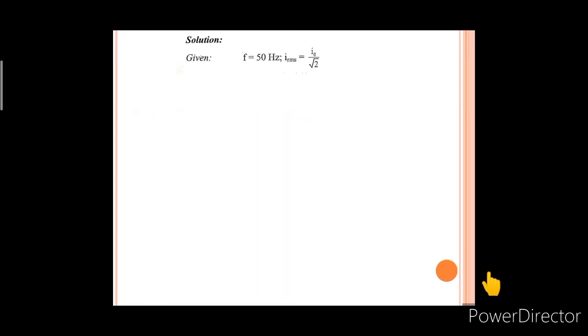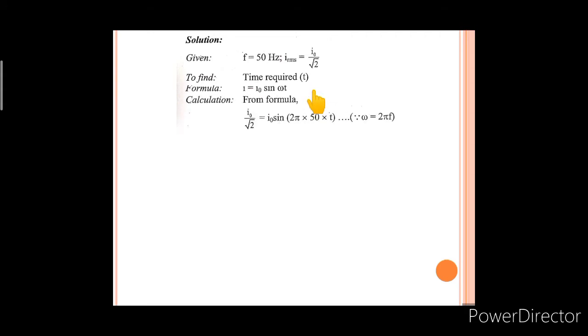Let's see the solution. First of all, we have to write down the data as frequency f is given 50 Hertz, and we know that IRMS is nothing but is equal to I0 upon square root 2. And we have to determine the required time, that is t. Formula we are going to use is I is equal to I0 sin omega t.